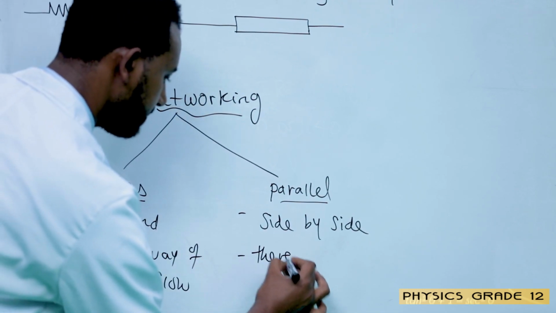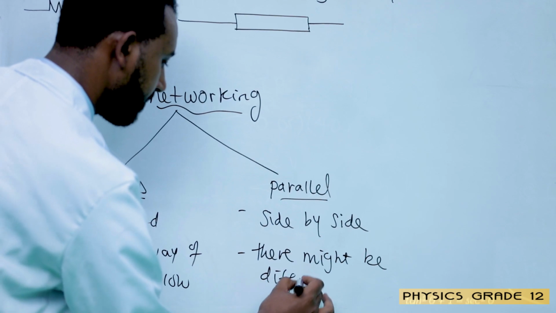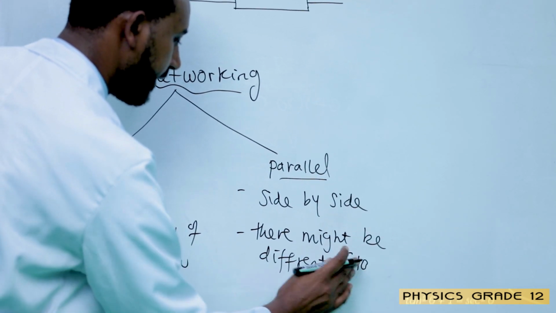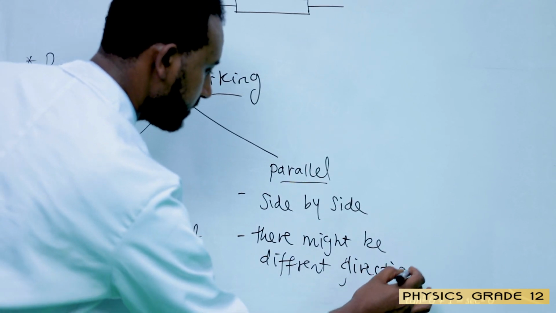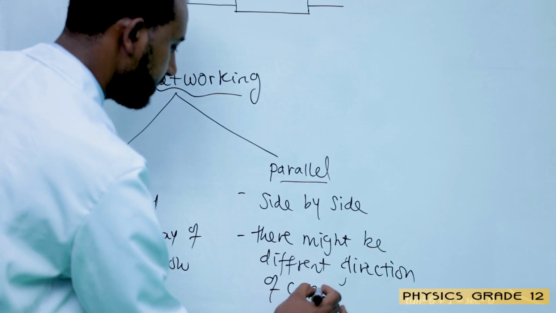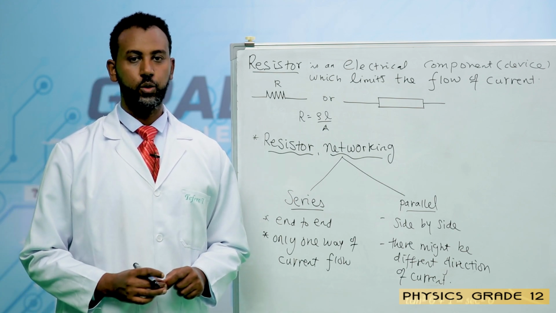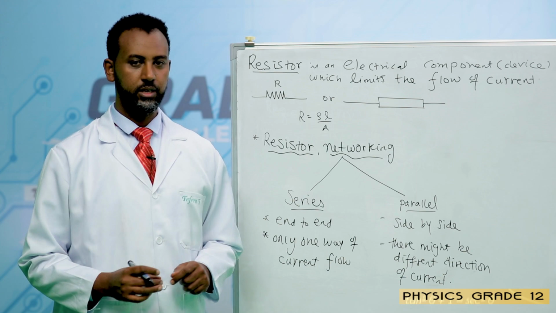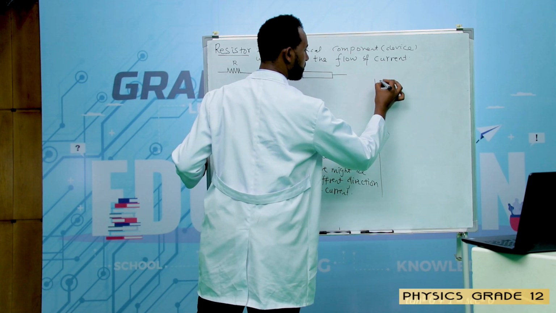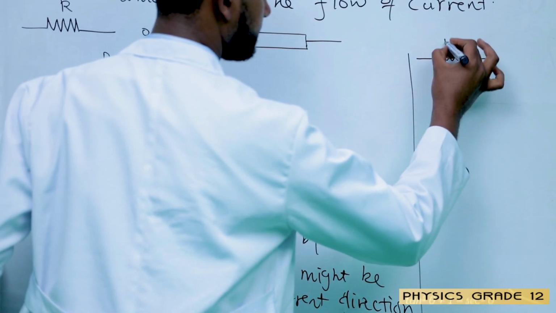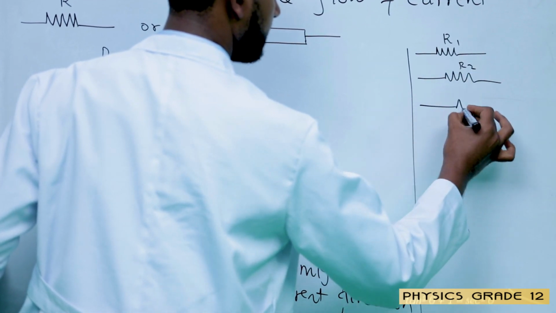There might be different directions of flow of current. Therefore, let's take 3 resistors and connect them in parallel and series. Let's name them resistor 1, resistor 2, resistor 3.